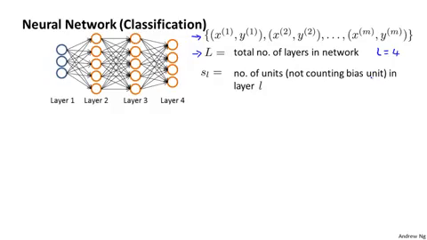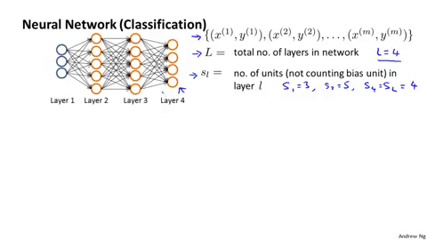And I'm going to use s subscript l to denote the number of units, that is the number of neurons, not counting the bias unit, in layer l of the network. So for example, we would have s1, which is the input layer, has 3 units, s2 in my example has 5 units, and the output layer s4, which is also equal to s_L because capital L is equal to 4, the output layer in my example on the left has 4 units.